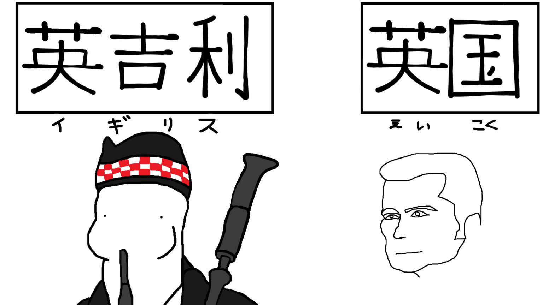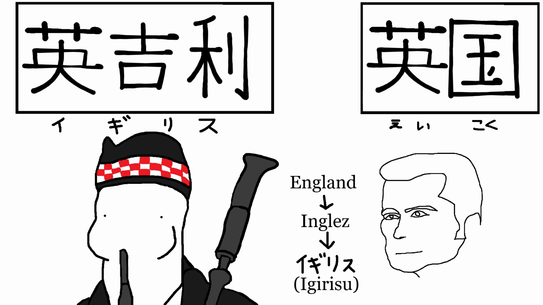The United Kingdom is written like this. Similar to the United States, you take this letter out and it's now associated with everything English. Now you're probably wondering why it's called Igirisu, and it comes from how the Portuguese spell England, Inglés, and that somehow gradually evolved into what we know today.